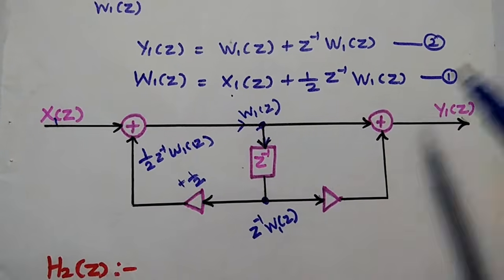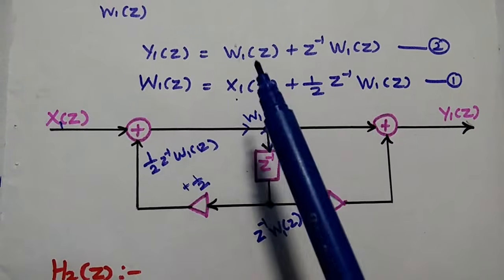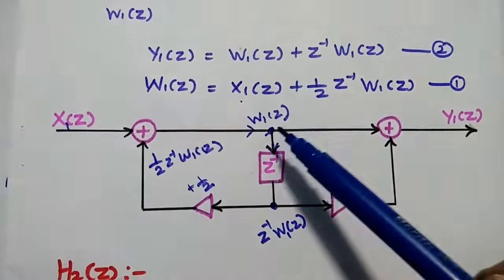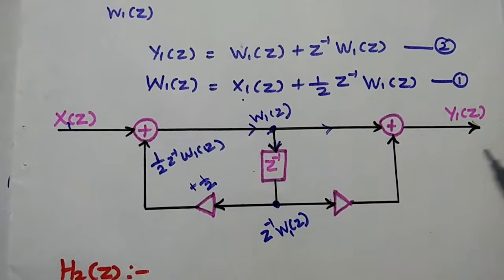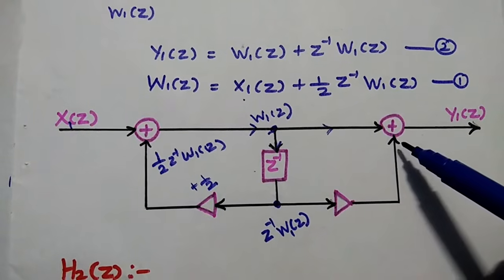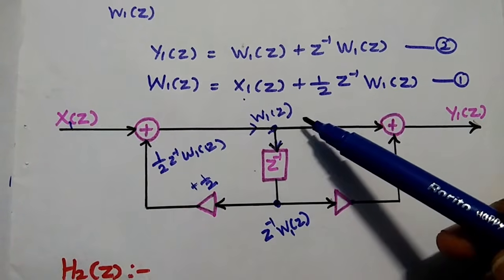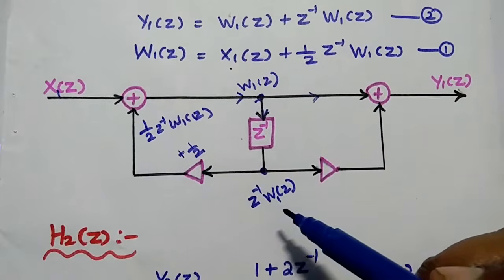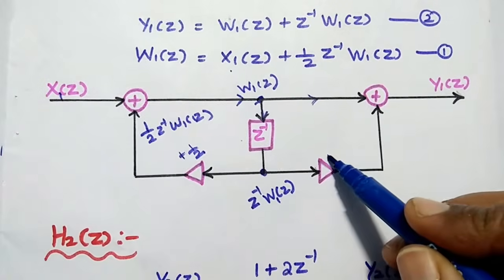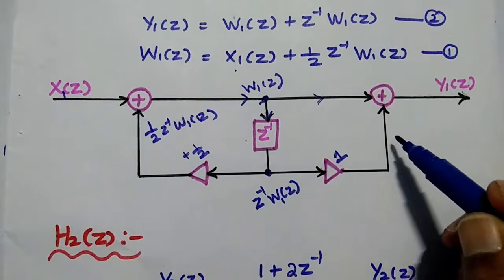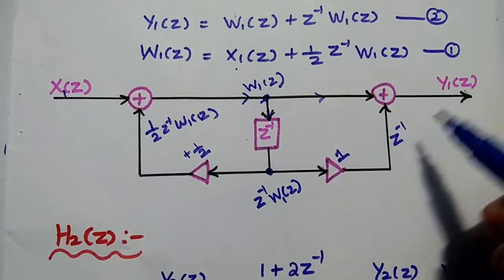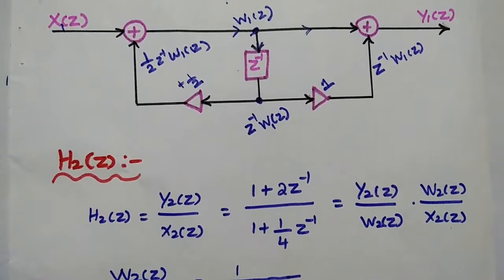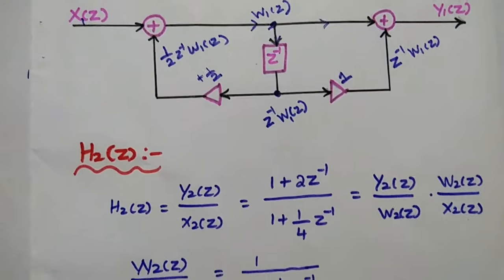Then we can continue with the second equation. What is the second equation? Y1 of z is equal to W1 of z plus z power minus 1 W1 of z. So here the W1 of z is the input and Y1 of z is the output. So here that value can be obtained by adding W1 of z with z power minus 1 W1 of z. So z power minus 1 W1 of z is already available. In this multiplier we can give the value as 1. So we can get the Y1 of z by adding these two values. Okay. So this is the direct form 2 structure for that H1 of z.